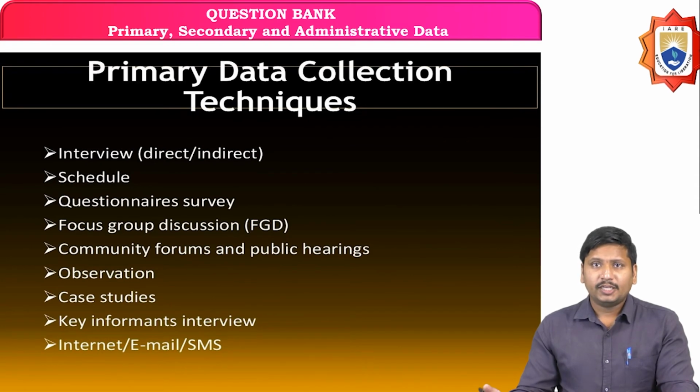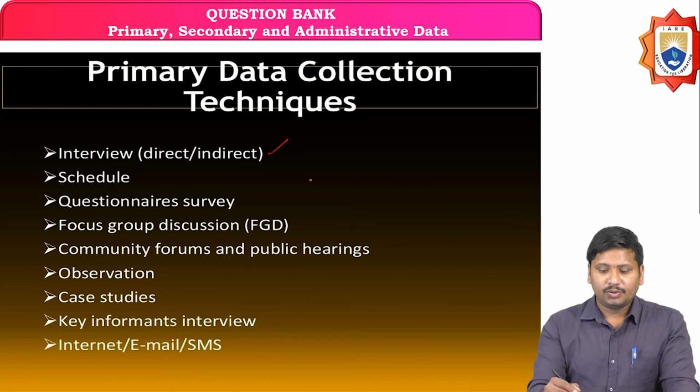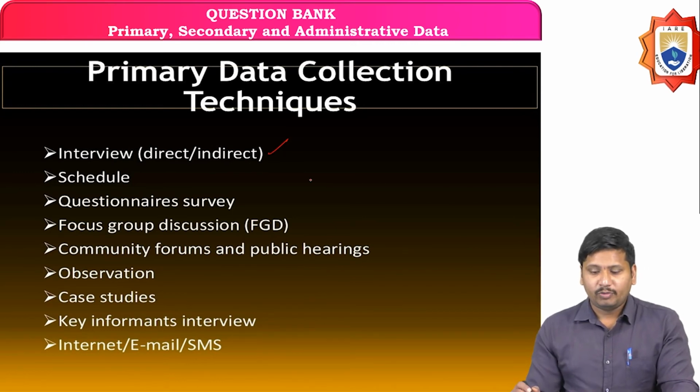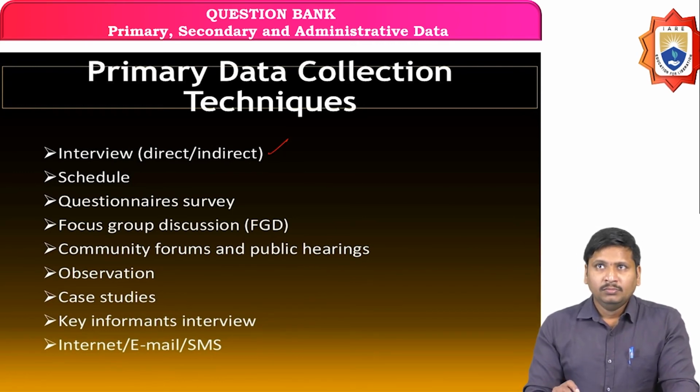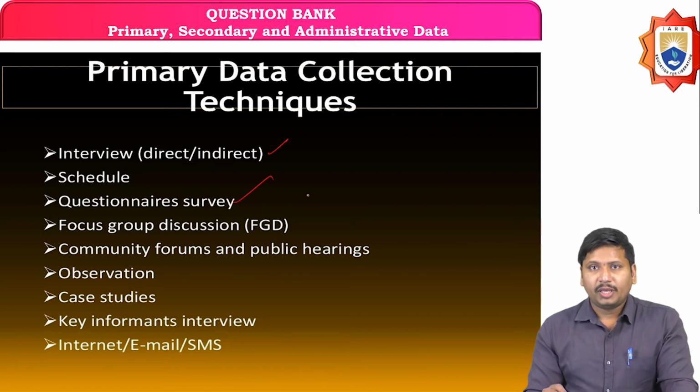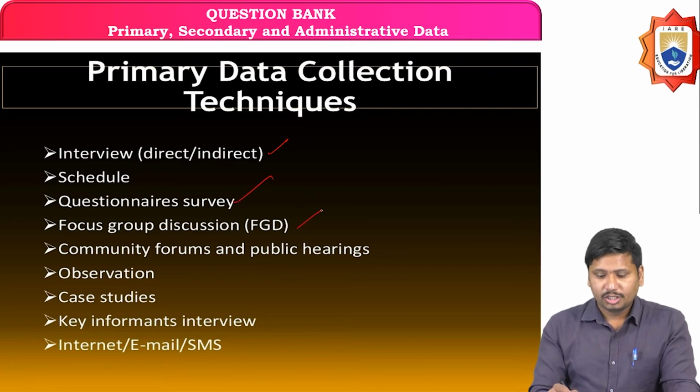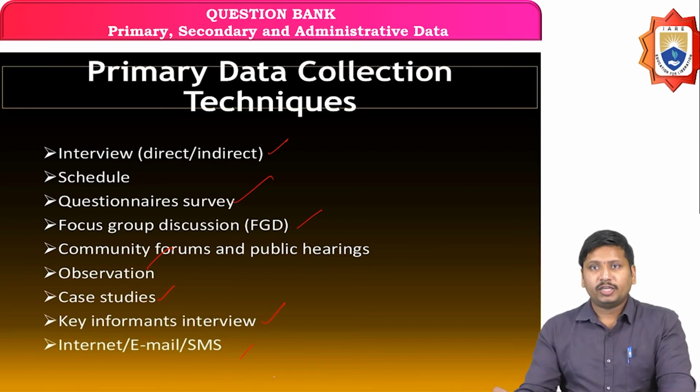What are the techniques available for collecting primary data? The first is interview, which may be direct or indirect, then schedule and questionnaire survey, focus group discussion, community forums and public hearings, observation, case studies, key informant interview, internet, email, and SMS. These are some of the techniques available for primary data collection.